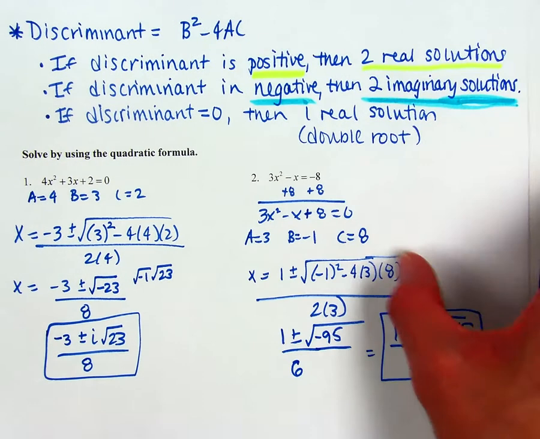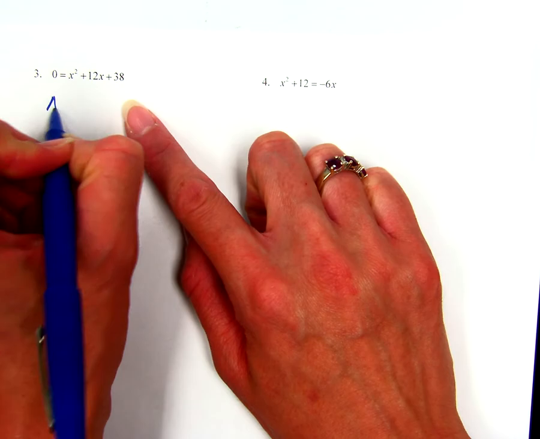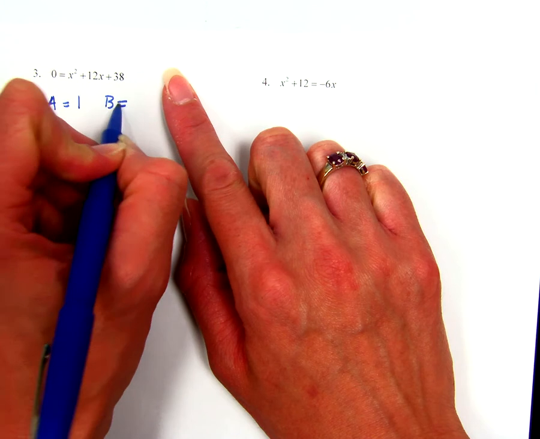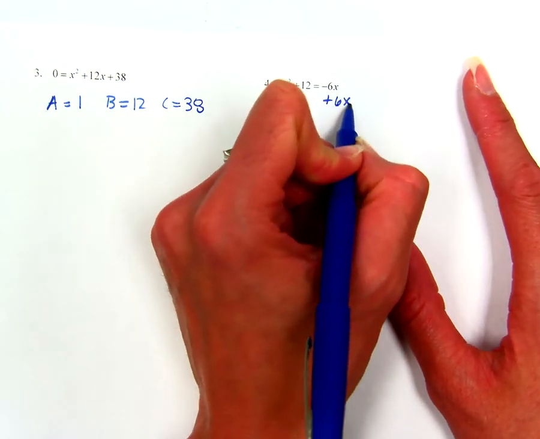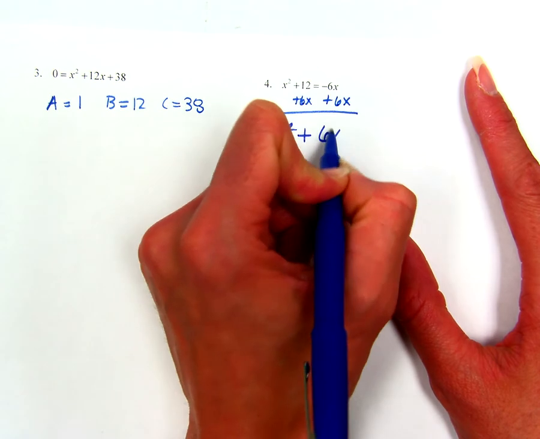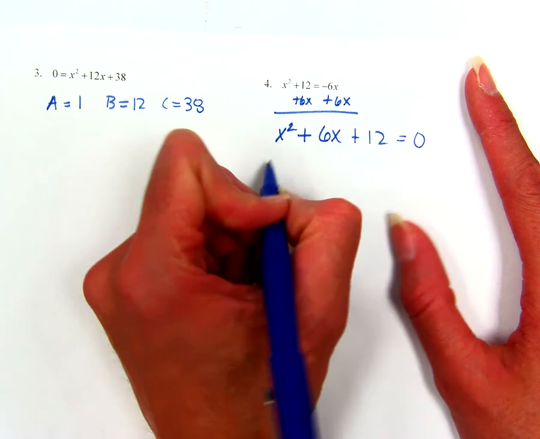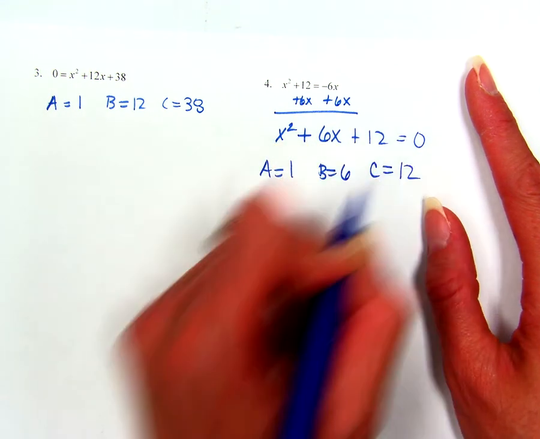Alright, flip over to the other side. So first thing you should do is, it's already equal to 0, so we can say a, b, and c. In this problem, we need to add 6x to the other side. Make sure you realize that the 6x goes in the middle here, and then the 12. Okay, so now we know a, b, and c.